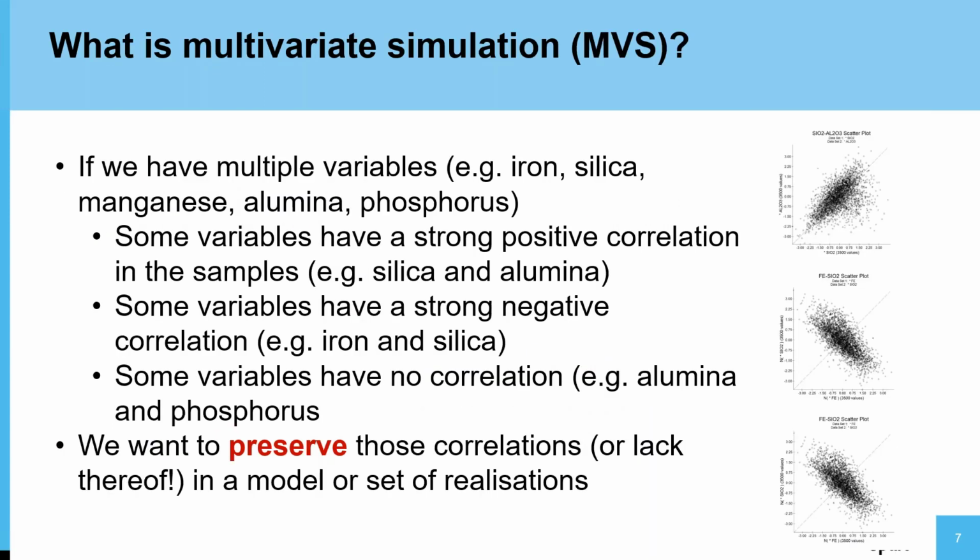In this case, we actually use multivariate simulation, which is in Supervisor, and the key point of multivariate simulation, as I'm sure you realise, is to reproduce in the simulated model the variability in the input data. So if we consider an example where we have iron, silica, manganese, alumina and phosphorus, some variables have a positive correlation, silica and alumina, some variables have a negative correlation, iron and silica, and some variables have little or no correlation. And what we're trying to do with multivariate simulation is to preserve that correlation or the lack of correlation in the data itself, in the simulation, in the set of realizations.